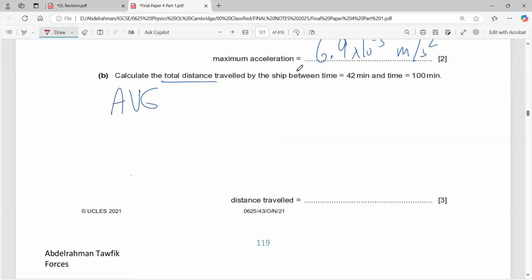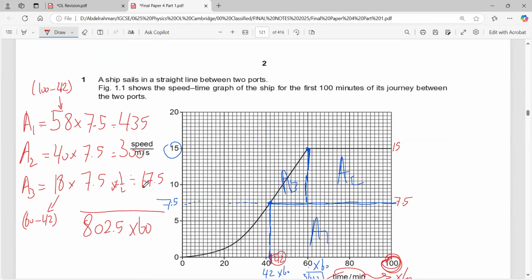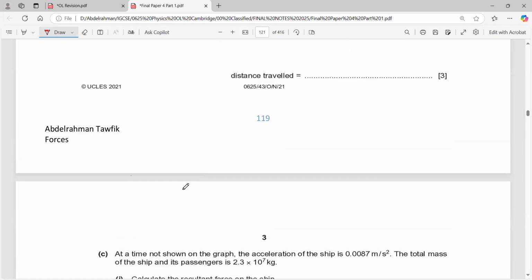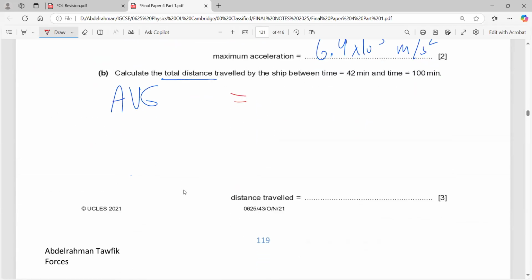So the total area times 60 is 48,150. Total distance traveled, 48,150. You can write it down in a simpler form. Instead of writing 48,150 meters, you can write 48 kilometers. That would be much better. Or 4.8 times 10 to the power of 4 meters. Don't write too many numbers.